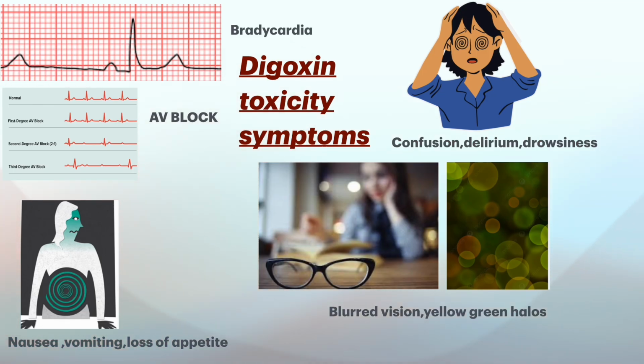Digoxin toxicity symptoms: bradycardia because it reduces the heart rate, AV block because it reduces signal transmission through the AV node, gastrointestinal symptoms like nausea, vomiting, loss of appetite, neurological symptoms like confusion, delirium, and drowsiness, vision problems like blurred vision and green-yellow halos around the light.